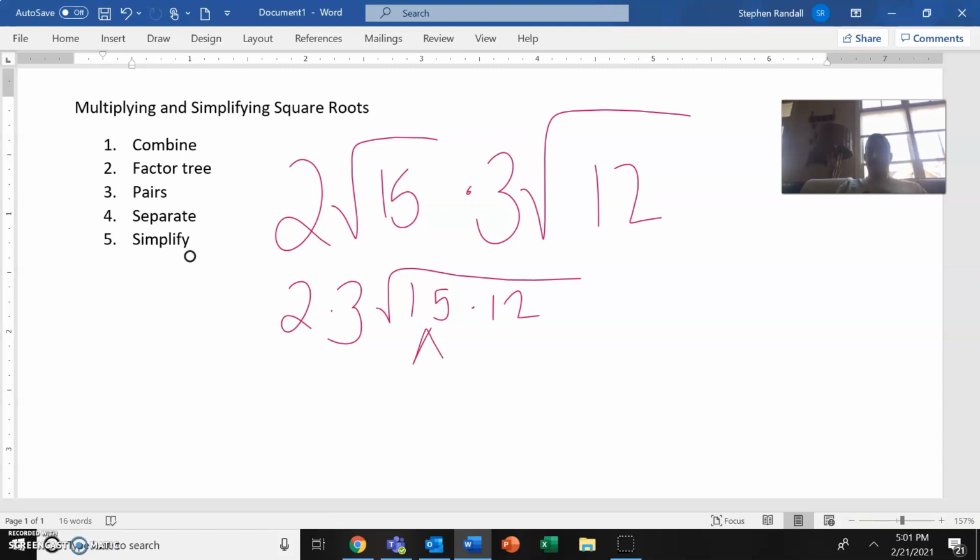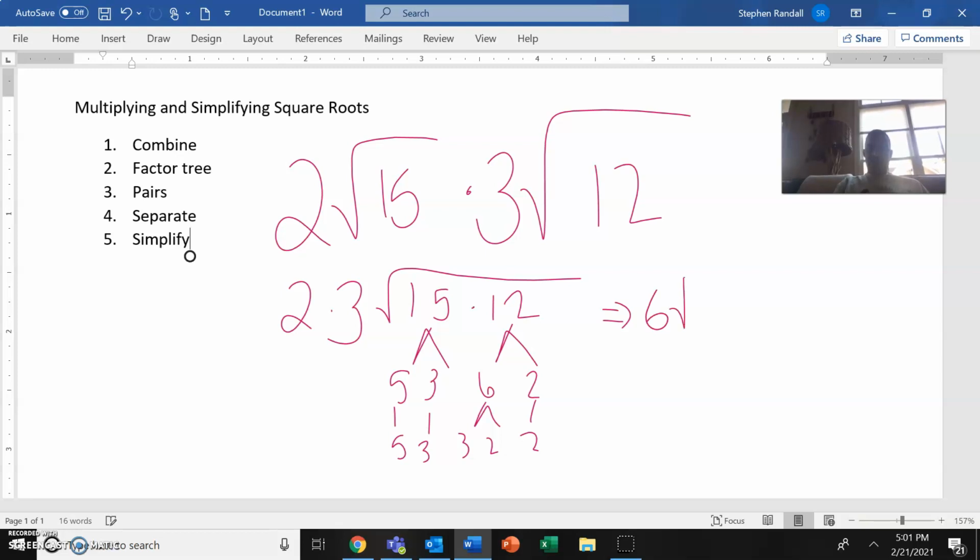So now I'm going to do my square roots. My factor trees, 5 and 3, 6 and 2, and then this is 3 and 2. And so again, just like before, we bring them all down. And so this is now 2 times 3 is 6 on the square root of 5, 3, 3, 2, and 2. And all of that's multiplication.